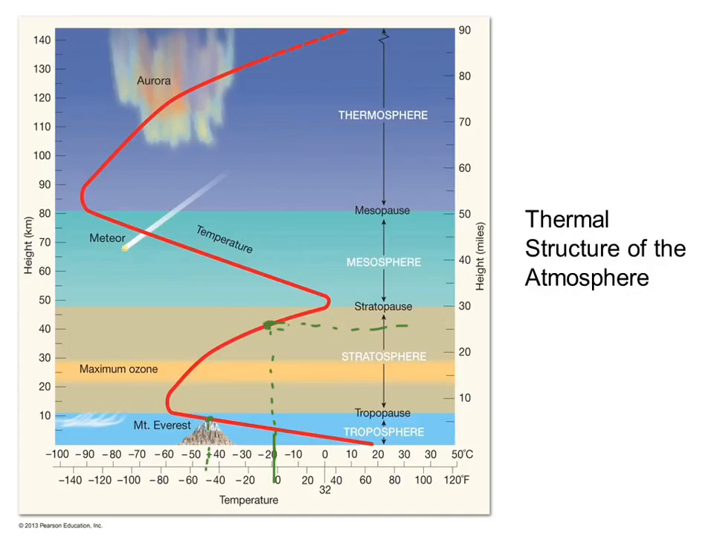So my point is, as you go up in elevation in the troposphere, it gets cooler. As you go up in elevation in the stratosphere, it gets warmer. And I have a slide coming up to say why that is. It gets warmer.